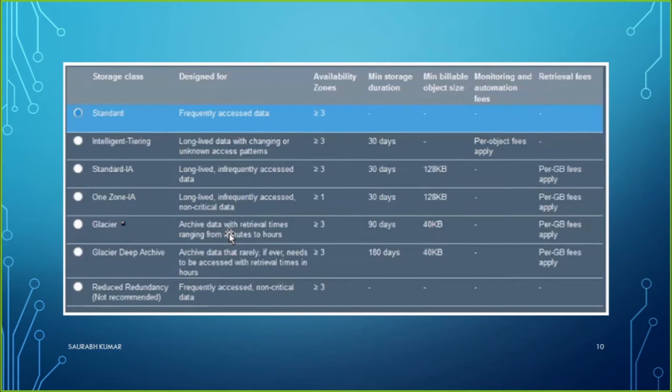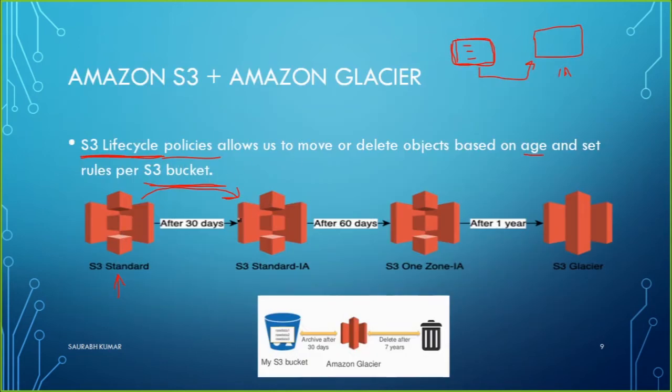So these are the storage classes we have: Standard, Intelligent Tiering, Standard IA, One Zone IA, Glacier, Deep Archive, or RR, Reduced Redundancy. Depending on that, my policy is that for those who enroll for my course, for the first 30 days the data will be on Standard. Once it becomes 30 days, I will move their data.